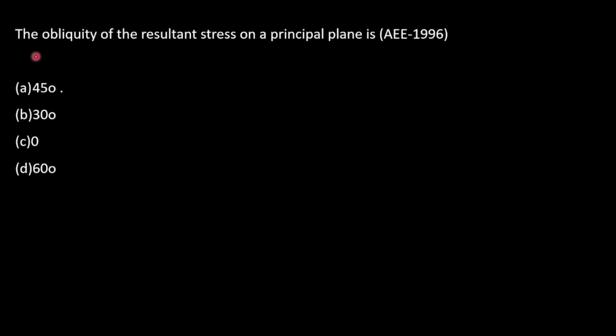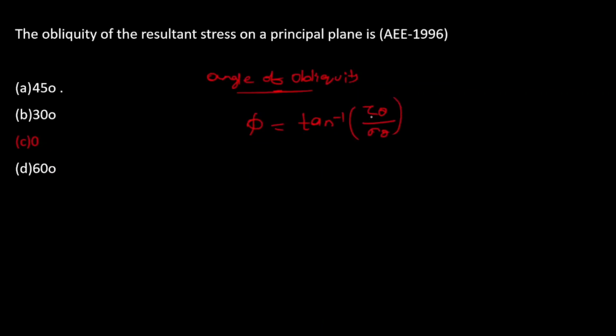So next question, the obliquity of the resultant stress on a principal plane is 0. So why is it 0? We know the angle of obliquity is equal to tan inverse of tau theta by sigma theta. On a principal plane the shear will be 0, only normal stress will be there, so phi is equal to 0. So option C is the correct answer.